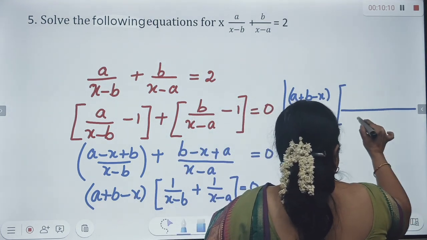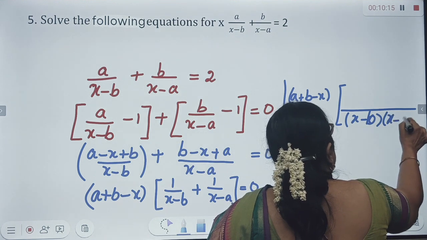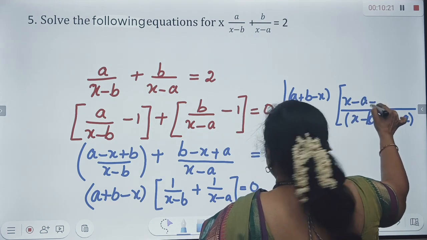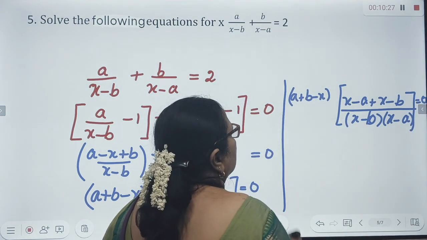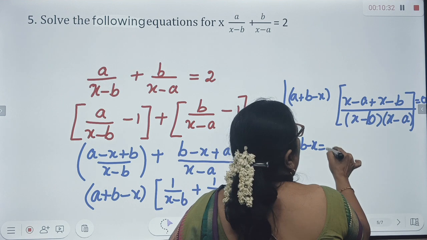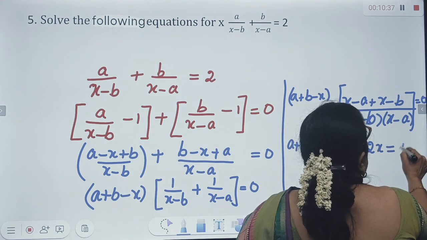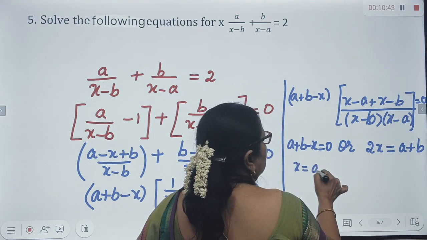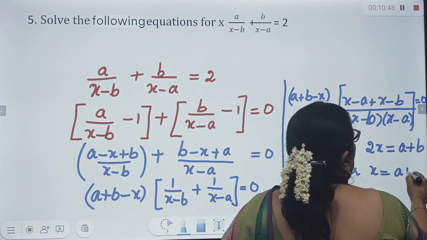into, so what will I get here? x minus b into x minus a. So what will be the numerator? x minus a plus x minus b equal to 0. So this means a plus b minus x is 0, or this numerator is 0. What is that? 2x equal to a plus b. If a plus b minus x is 0, x is a plus b. So one possibility. Or x is equal to a plus b by 2.